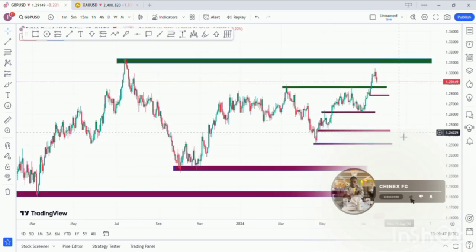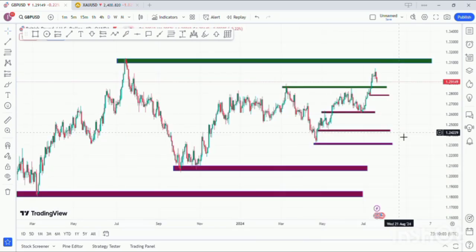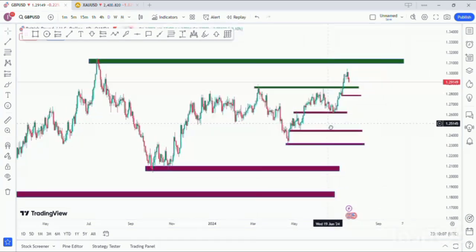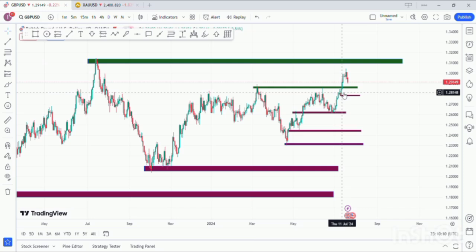So right here on my screen is GBPUSD. For last week on GBPUSD, remember we were expecting price to continue upward, just like we said, to either respect this resistance zone or possibly break out of it to continue to the next resistance zone above. As you can see, price is still on the move.